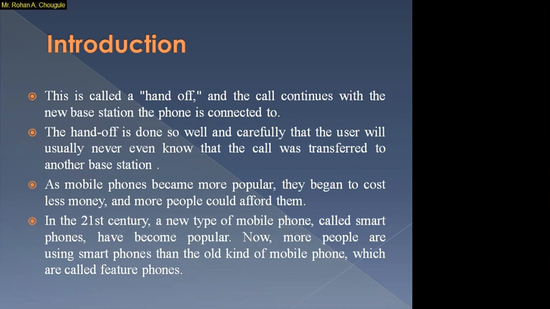these smartphones also. Okay, so because all these things are combined in a single device, that is, in a smartphone, the smartphone becomes very popular. Now more people are using the smartphone than the old kind of mobile phones, which are called feature phones. So as I said, due to all these features, smartphones have become very popular and more people are using them.